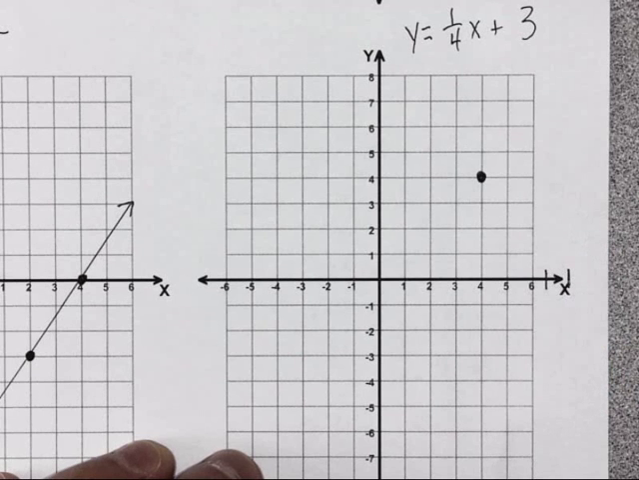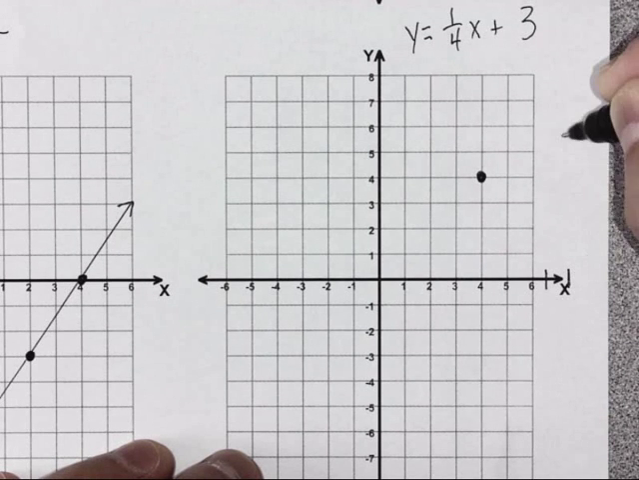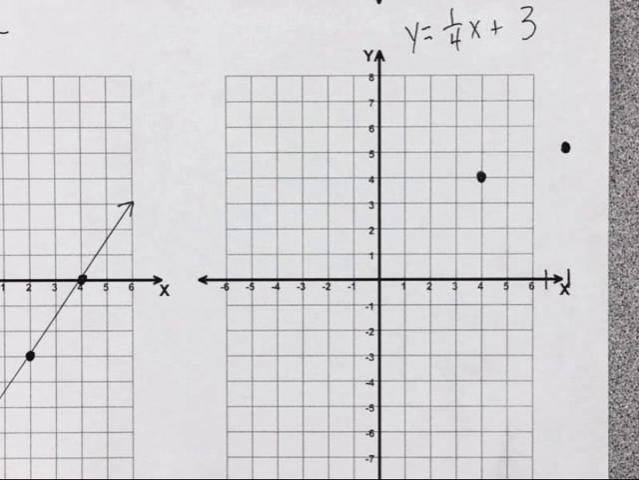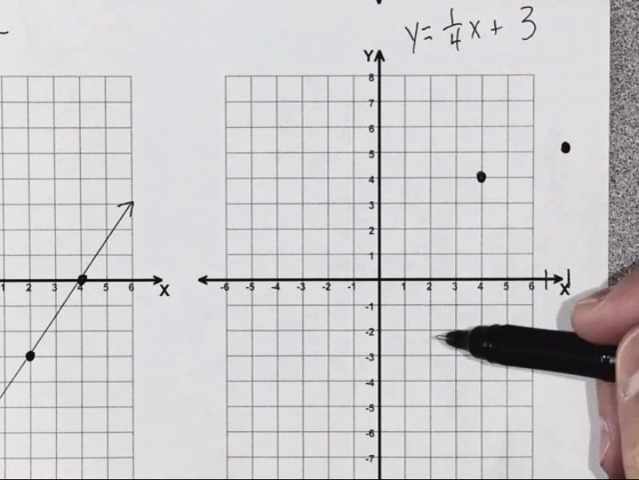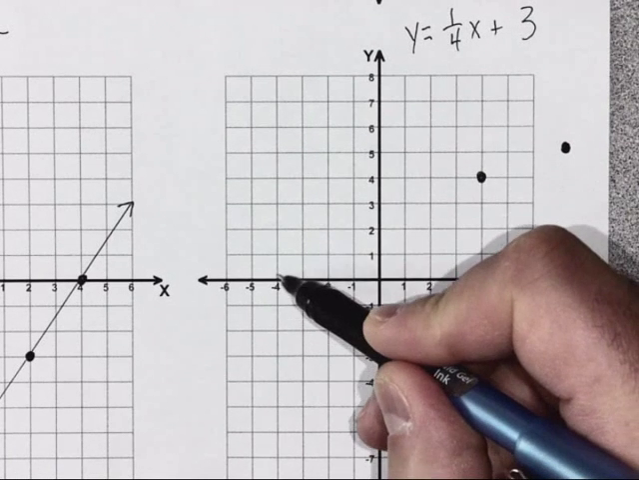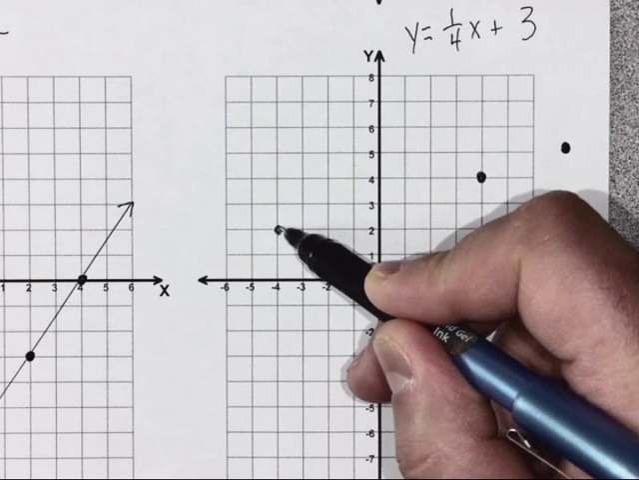I'm just going to add 2 more tick marks over here so I can get all the way to 8. So what did we say? 8 and 5. So 8 and 5 should be right in here. And then -4 and 2. So -4 and 2 would be here.